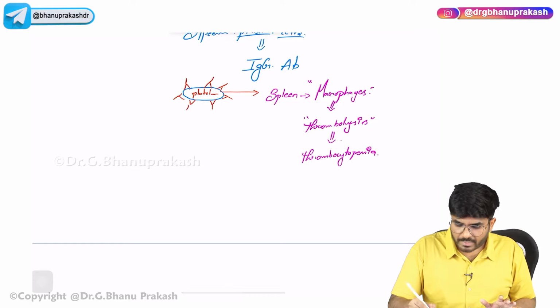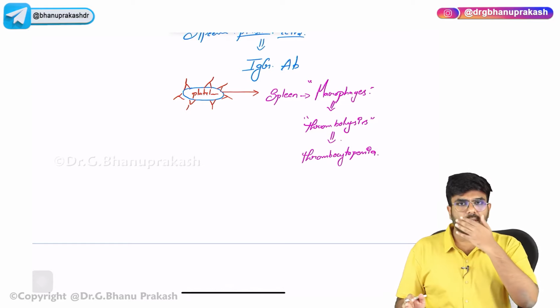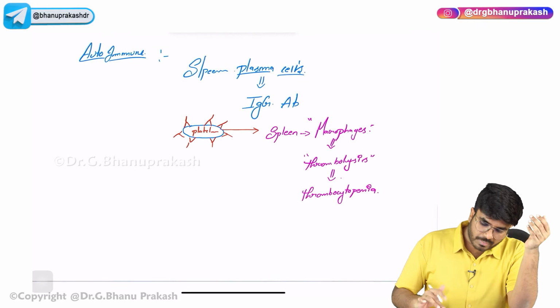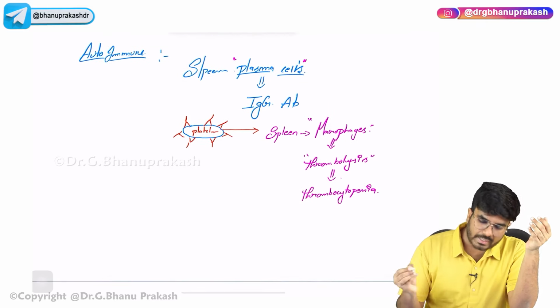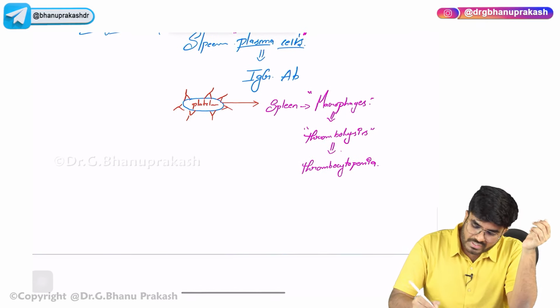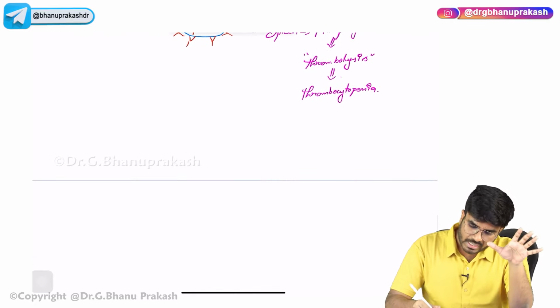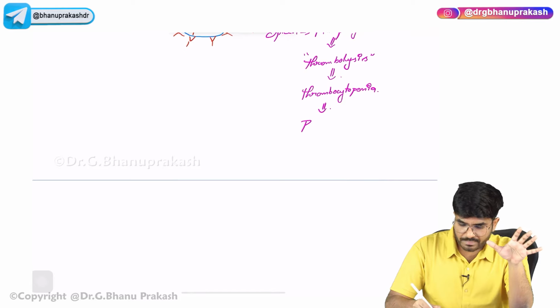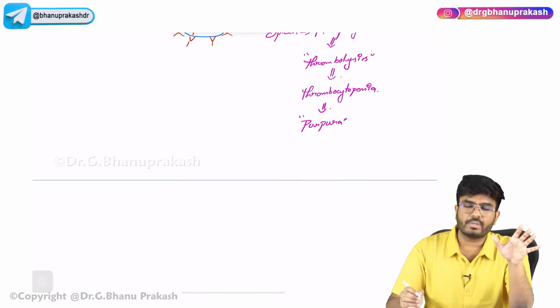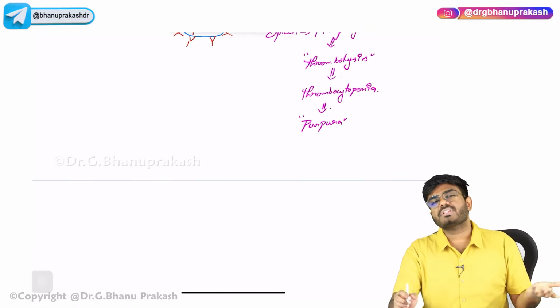So who is the main culprit in our story? The main culprit in our story is the spleen. Splenic plasma cells are producing the antibodies and splenic macrophages are continuously destroying the platelets, which is leading to thrombocytopenia, and that thrombocytopenia is causing the purpura. Purpura means bleeding into the skin. Without platelets, of course the patient will bleed.